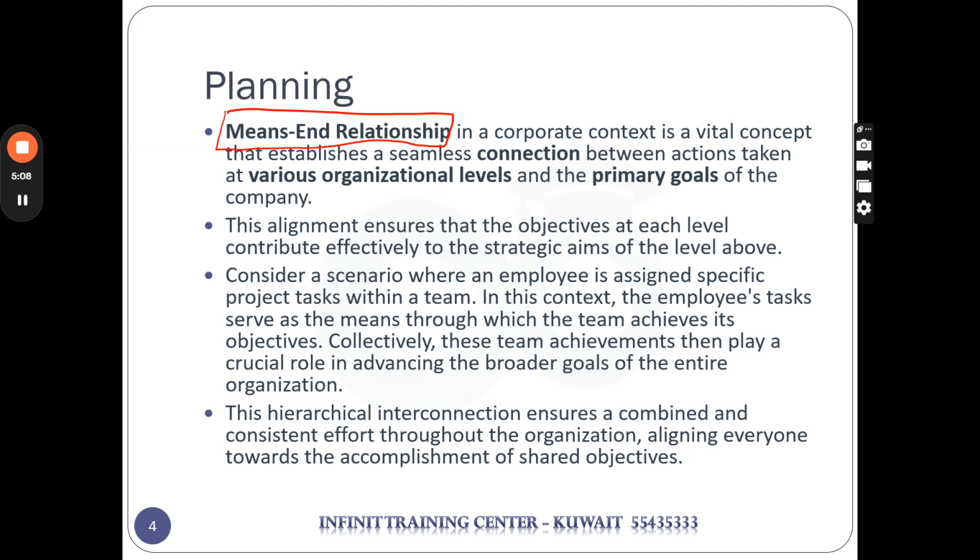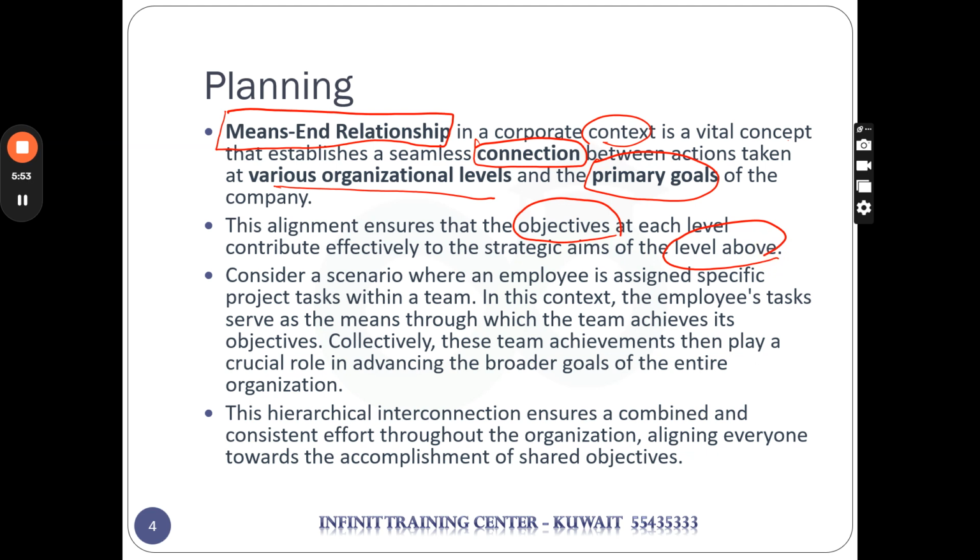So the means-end relationship in a corporate context is a vital concept. This establishes a seamless connection between various organizational levels. You will have higher level, intermediate level, and lower levels. How all these are connected with the primary goals of the company. So this alignment is ensuring that the objective at each level contributes effectively to the strategic aim of the level above.